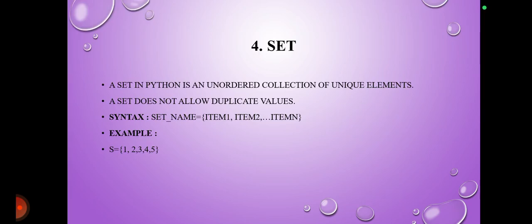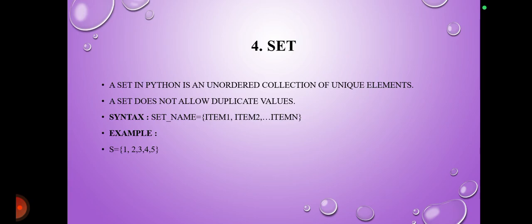A set in Python is an unordered collection of unique elements. That means there is no specific order and you cannot have duplicate values. If you accidentally add the same item twice, Python will automatically remove the duplicates. This is the syntax of a set. set_name = {item1, item2, up to itemN}.